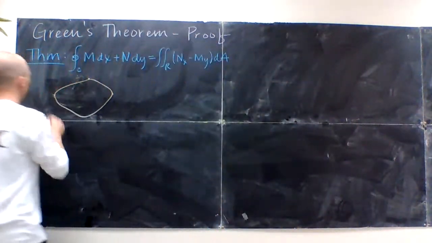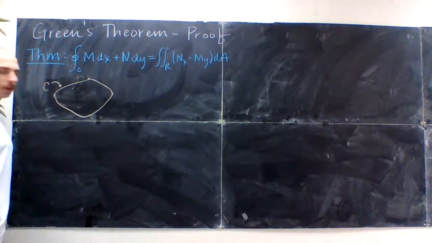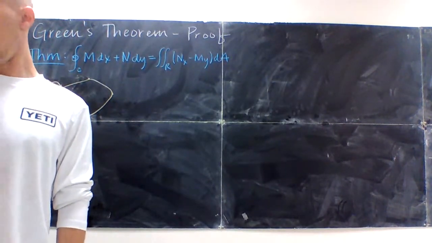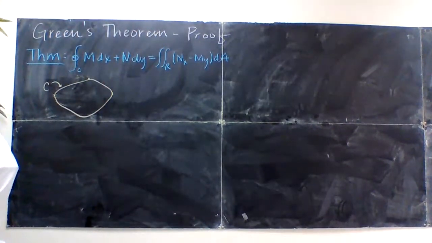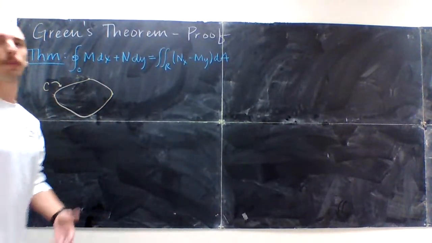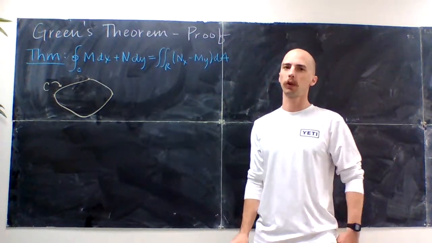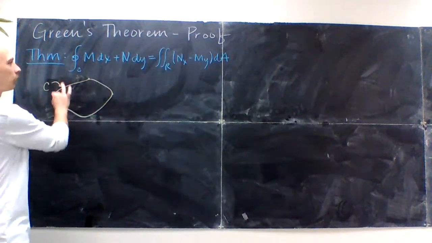And I do need to point out that there's a couple of other stipulations on this. This needs to be a simple closed curve oriented counterclockwise. Okay? And it needs to be piecewise smooth. I don't think that we've been coming up with parameterizations for curves that weren't piecewise smooth, so here's my curve C that we're talking about here.